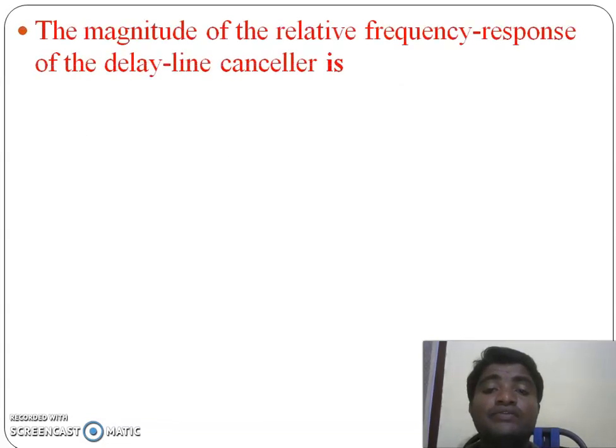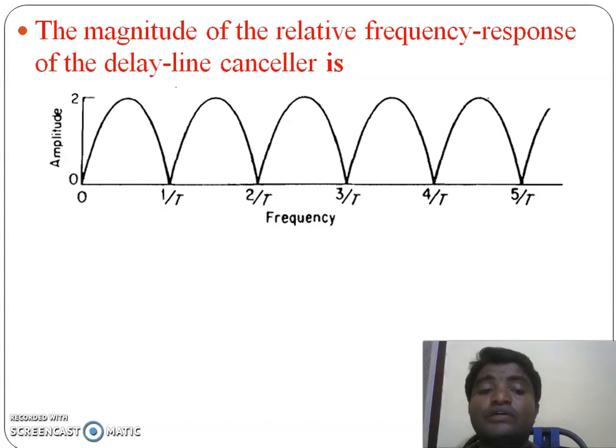And the magnitude of the frequency response of a delay line canceller is shown below. By observing the frequency response of a delay line canceller, the response is 0 at the pulse repetition frequency and multiples of the pulse repetition frequency.